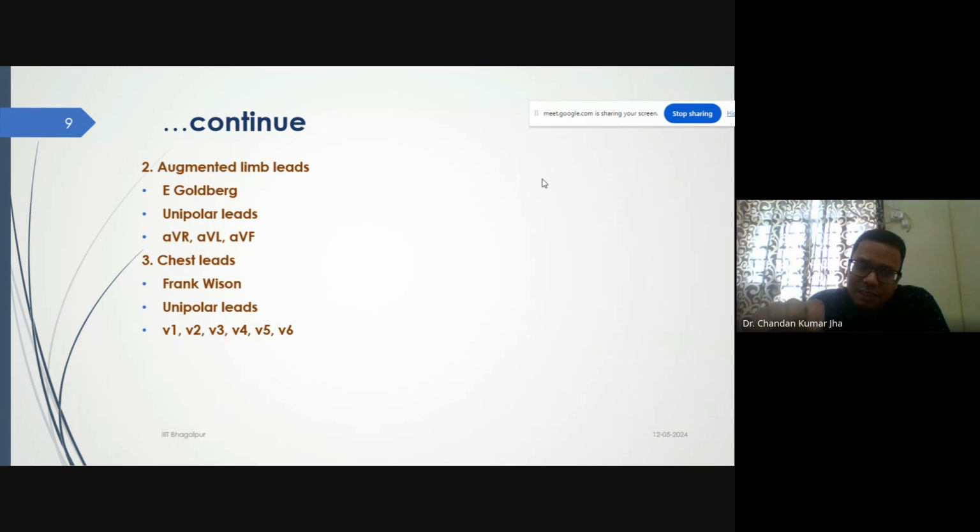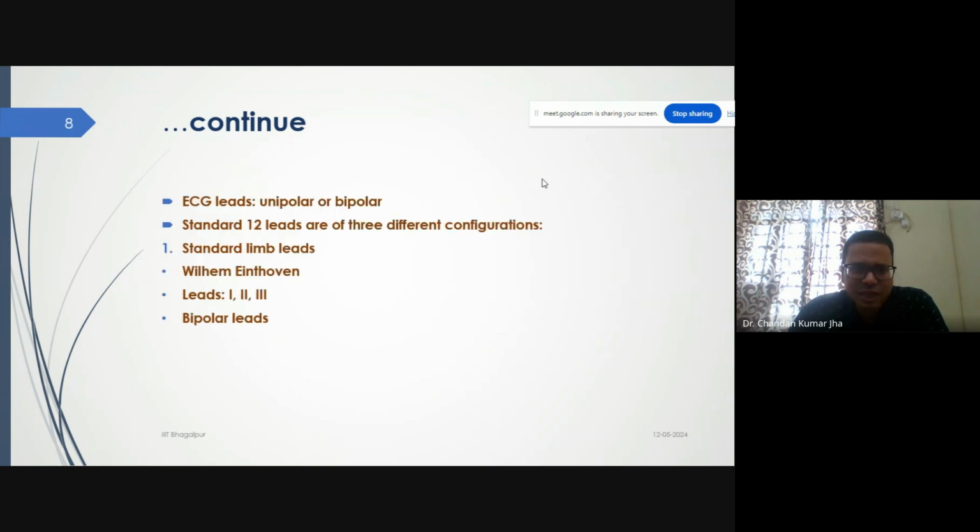The reference point is fixed, but when the reference point moves to another middle part, in that case it will be called bipolar. So unipolar and bipolar are based on a certain reference point by which the electrical potential is measured. William Einthoven started the innovation to record the electrical activity, and he developed lead 1, lead 2, lead 3, which are the bipolar leads, meaning the electrical potentials are measured between 2 different points on our body. Here the reference point is moving, that's why it is called bipolar.